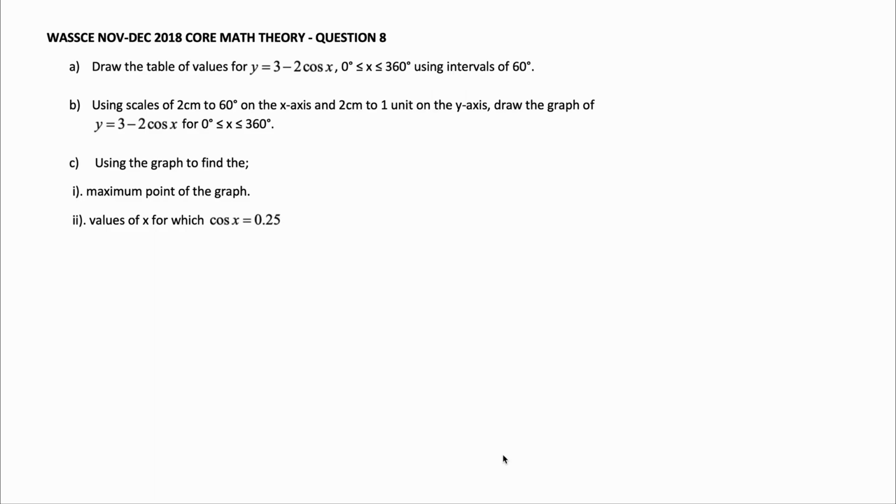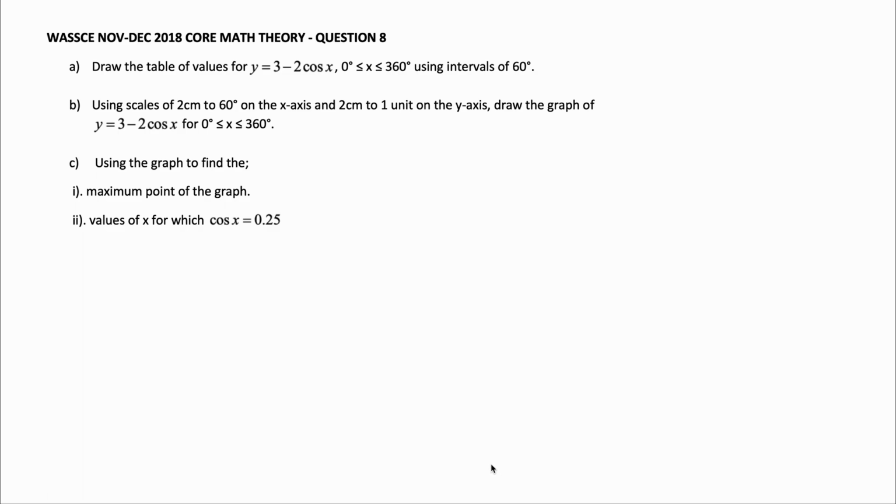Hi guys, in today's video we'll be solving question 8 of the 2018 Nov-Dec core maths theory questions. Question 8a. Draw the table of values for y is equal to 3 minus 2 cos x for values of x between 0 degrees and 360 degrees using intervals of 60 degrees.